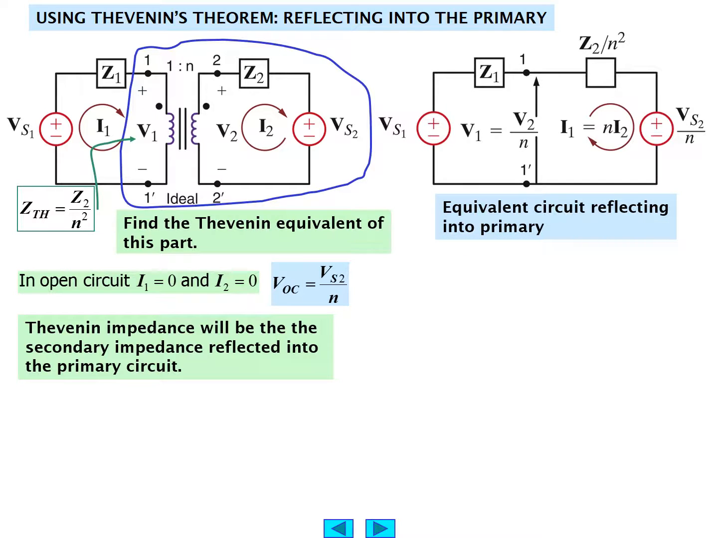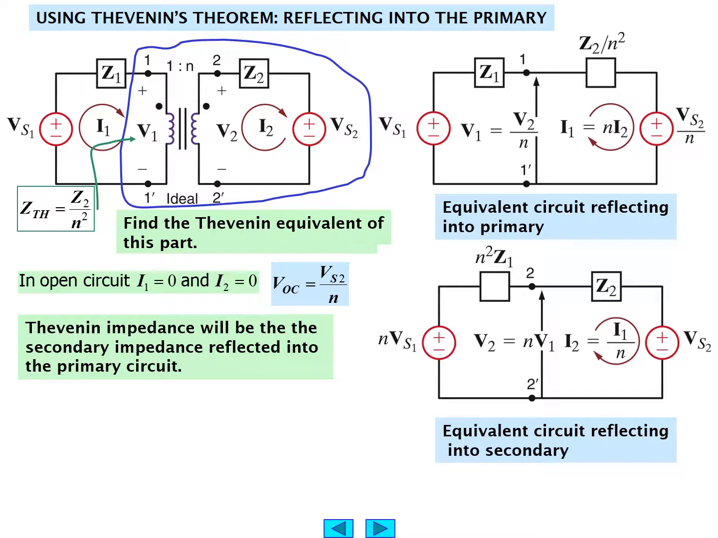So our circuit looks like this. If we now reflect into the primary, we get VS1 in series with Z1 across 1 and 1 prime. That voltage V1 would be V2 over N. We'd have an impedance Z2 over N squared, with circulating current I1 being equal to NI2, and a voltage source VS2 over N. That's the equivalent circuit being reflected now into the primary. The equivalent circuit reflecting into the secondary would look like this. They're similar but not the same, so it all depends on where you would like to take the reflection. Reflecting into the primary circuit or reflecting into the secondary circuit, as we've seen.